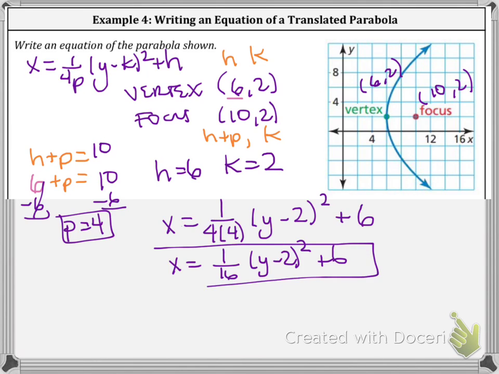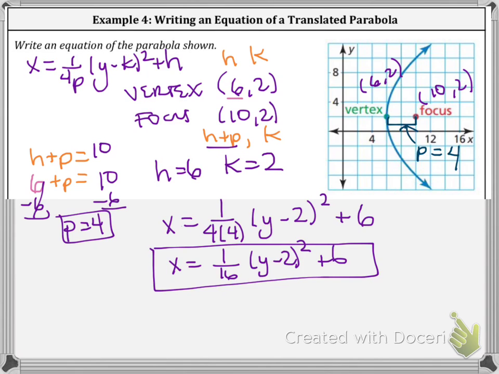Now just to note, I know that we use the formula h plus p equals 10 to solve. Another way to figure out p is just to count from the vertex to the focus, from here to here. So we know that this is 2, 4. So just by looking at the graph, we know that p is 4. You could also figure it out from the formula, but you can also just count.